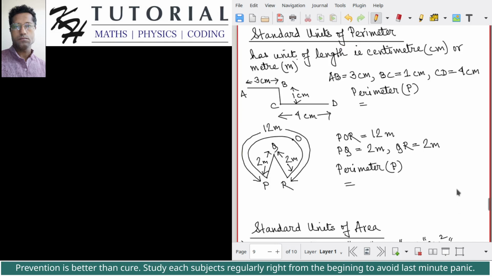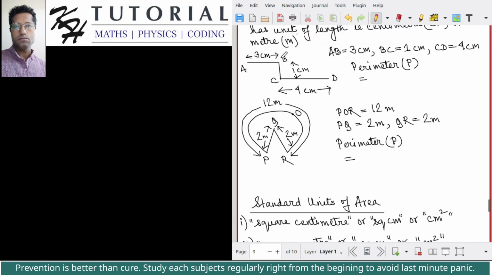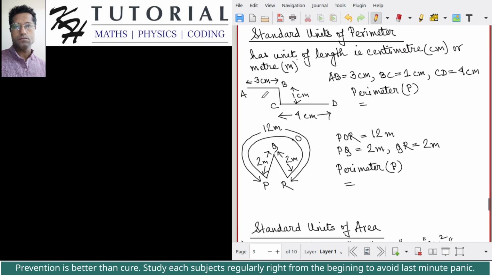So I have drawn two figures. The first figure is a rectilinear figure, but it is not closed, it is open. It is made up of the line segments AB, BC and CD. The length of AB is 3 centimeter, the length of BC is 1 centimeter, and the length of CD is 4 centimeter. So what will be the perimeter of this figure?